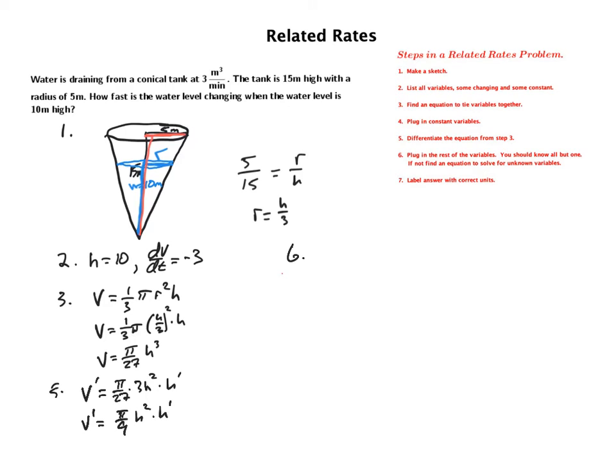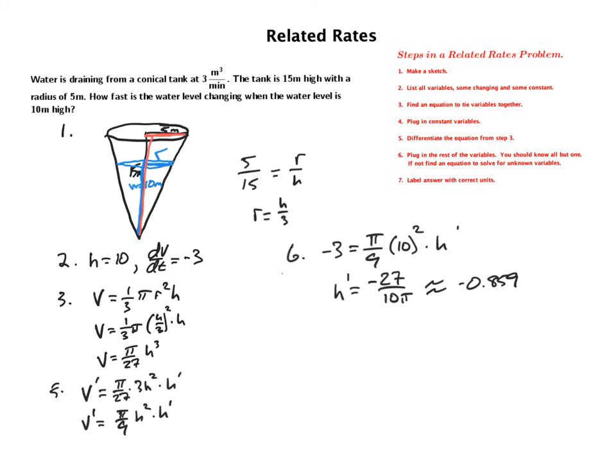Now we will plug in the rest of the variables. So V prime is -3, and that's pi over 9, h is 10 squared, times h prime, which is what we're looking for. So that's our single variable, and that's the way it should be, because we're looking for how fast the water level is changing when the water level is 10 feet high.